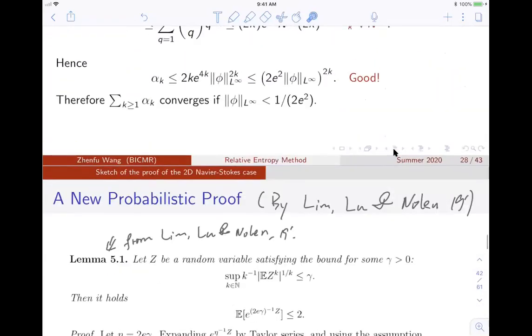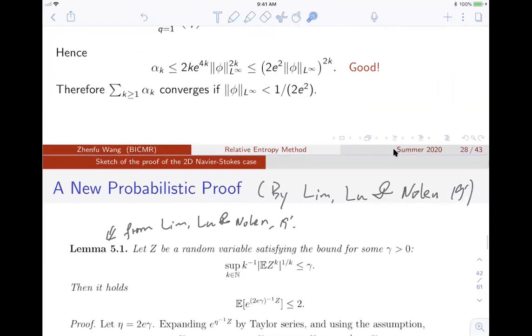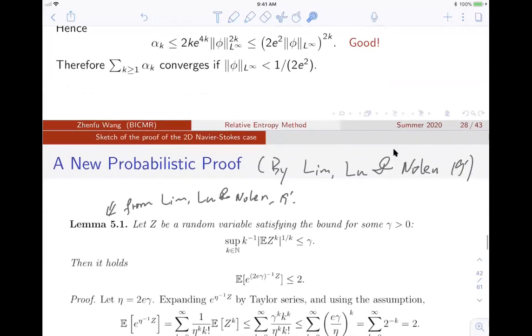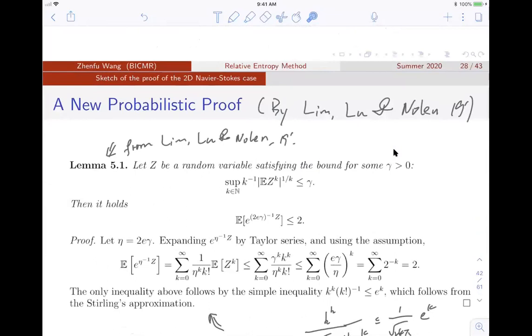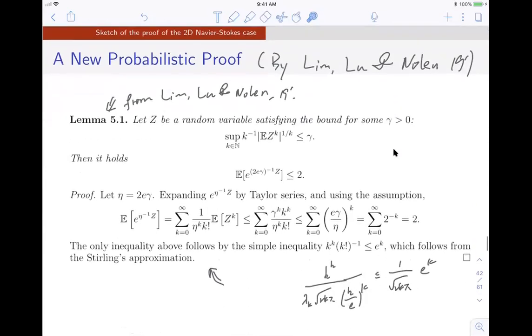Okay, so that's it. But if we want to control more general data, with a more general assumption on phi, we need to do more general things, with general kernels, but I will skip that. Last year, there was a probabilistic proof of our main estimate done by Lim, Lu, and Nolan, both of them from Duke.